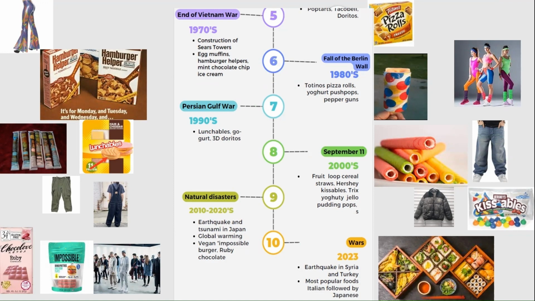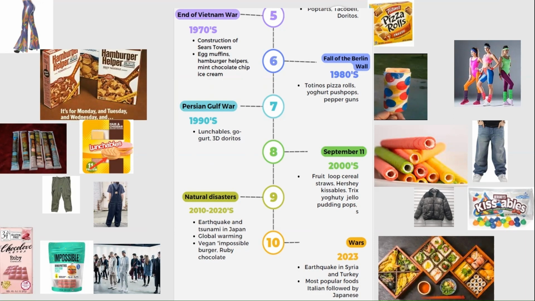In the 1990s, some of the iconic snacks were Lunchables, Go-Gurt, and 3D Doritos, exemplifying the convenience-focused snack options that were available during that time period. In the early 2000s, we saw Fruit Loops cereal straws, Hershey's Kisses, and yogurt jello pudding pops, and again, how that influenced food production and consumption practices.